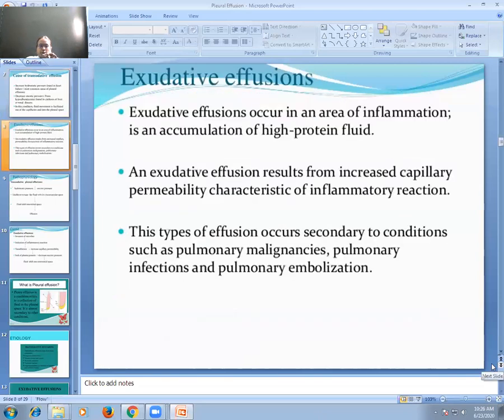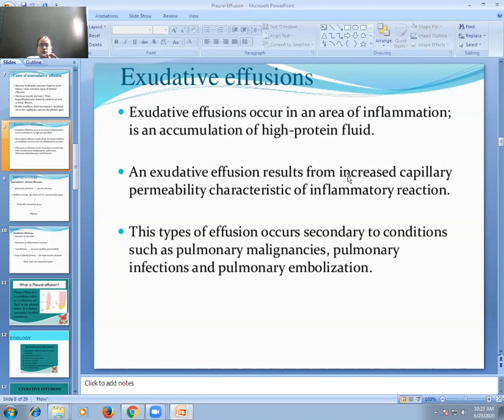Next, exudative type of effusion. Exudative type of effusion is always inflammatory. Transudative is non-inflammatory. Exudative is inflammatory, meaning there is inflammation of the pleural layers, inflammation of the pleura. So it occurs in an area of inflammation. It is an accumulation of high protein fluid. Transudative type of fluid is low protein fluid.